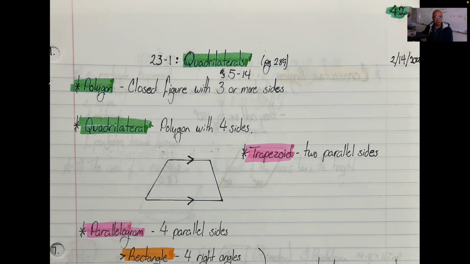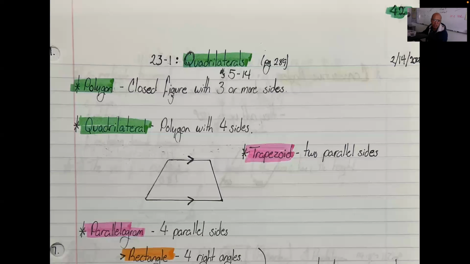And here's some terminology. Here we have polygon, which poly means several or many, and so polygon is a closed figure with three or more sides. So the simplest polygon would be the triangle, followed by the quadrilateral, which is a four-sided polygon. So quadrilateral is a four-sided polygon.